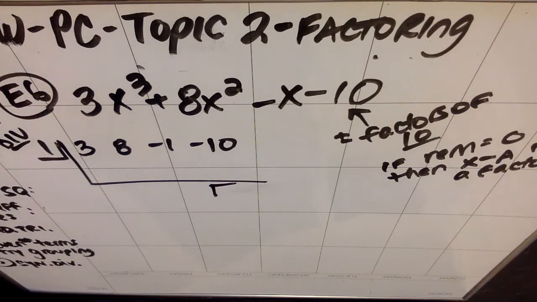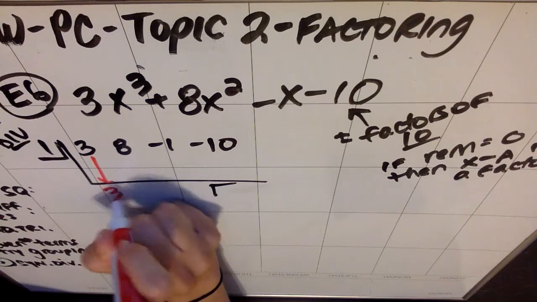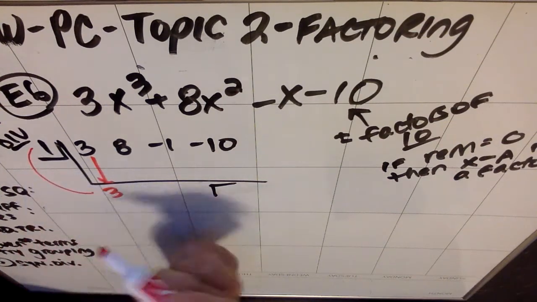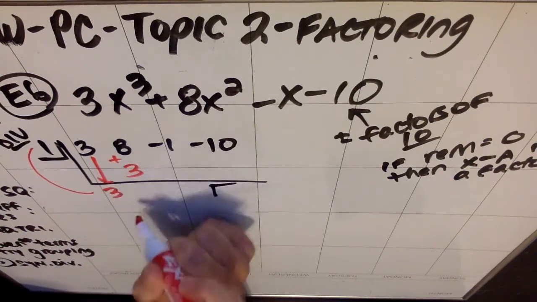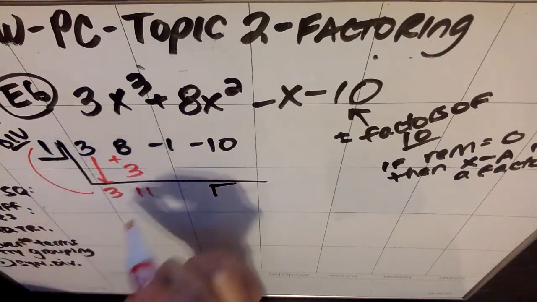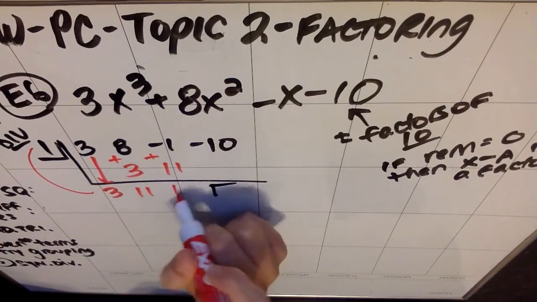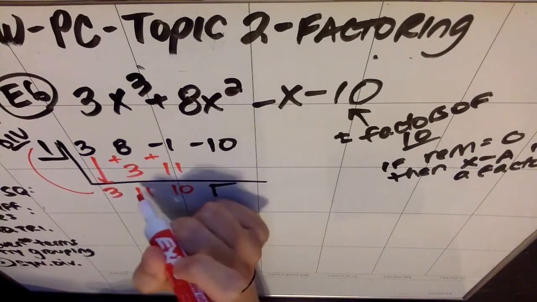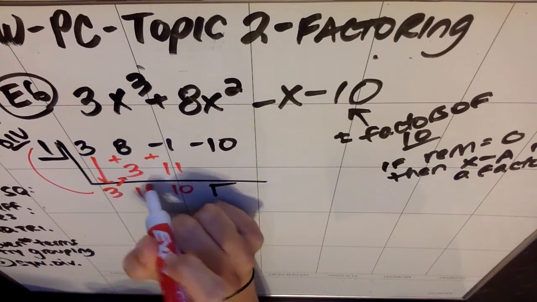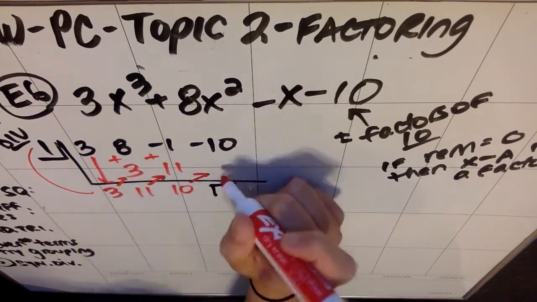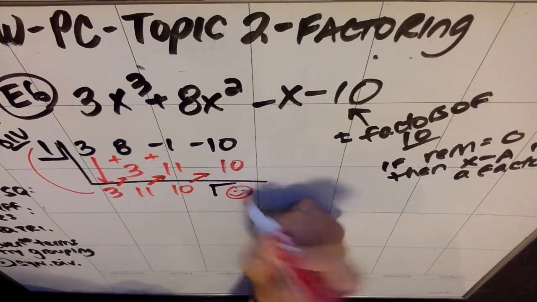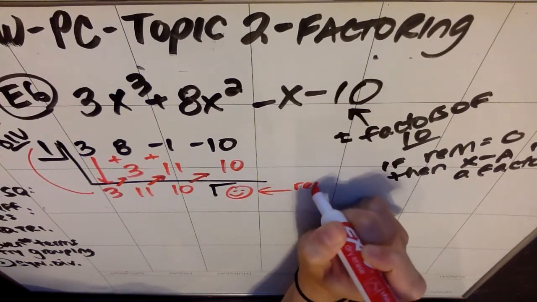So the way we do synthetic division is we take this first number and we drop it all the way down here. We then do top number times the 3 and add straight down to get an 11. The top number times the 11 and add straight down to get a 10. The top number times the 10. So again, I'm writing these numbers up here, right? The top number times the 10 would give me a 10. When I add straight down, I get a 0. So this is my remainder.